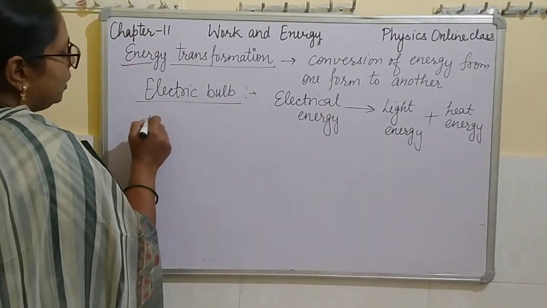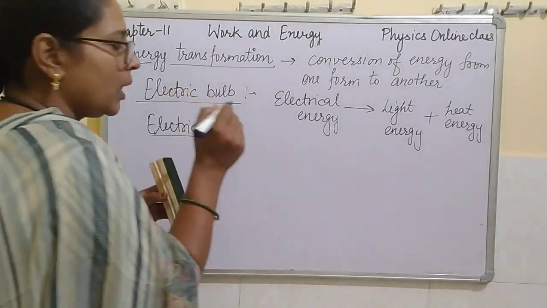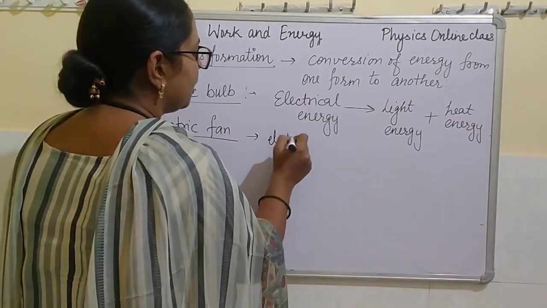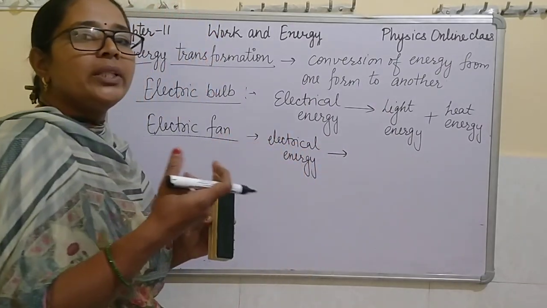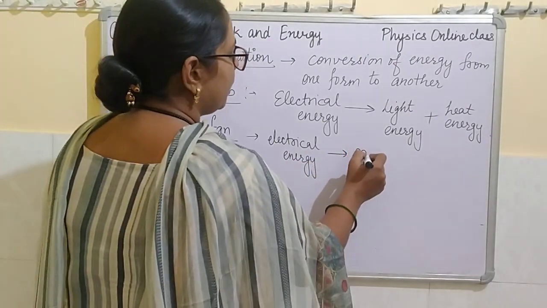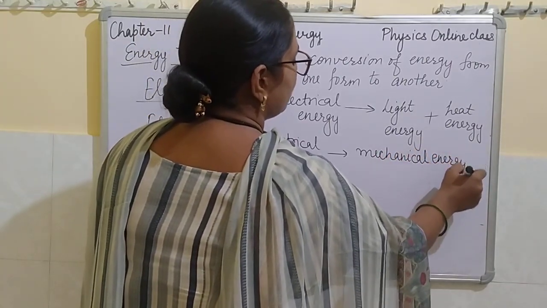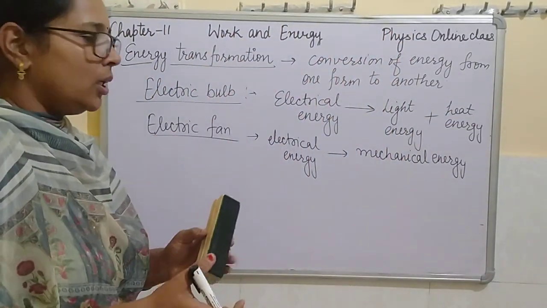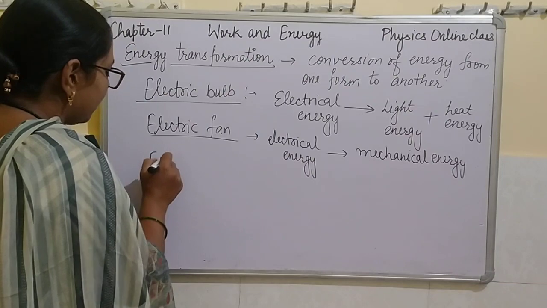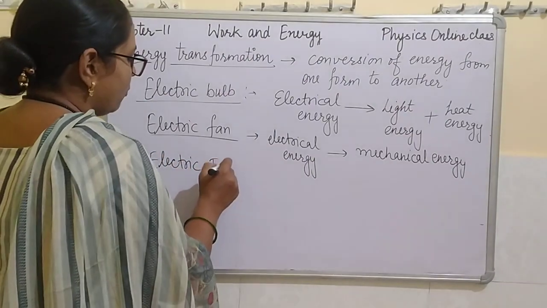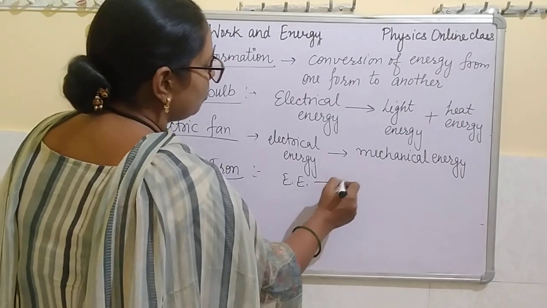Similarly, if we will take example of electric fan, what kind of energy is there? Electric fan is operating with electrical energy. So this electrical energy is converted into, it will give us winds. It starts moving. So this electrical energy is converted into mechanical energy, by which the blades of the fan start rotating. Similarly, we are having an electric iron. What is the energy transformation here? In electric iron, electrical energy is converted into heat energy.